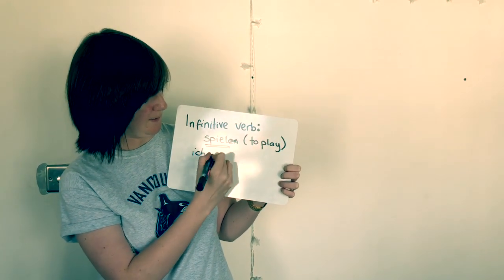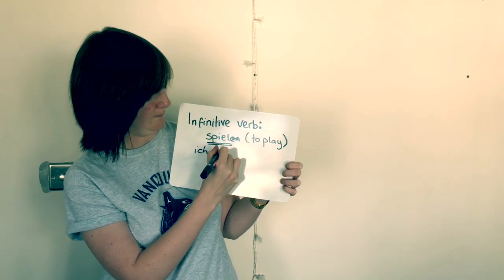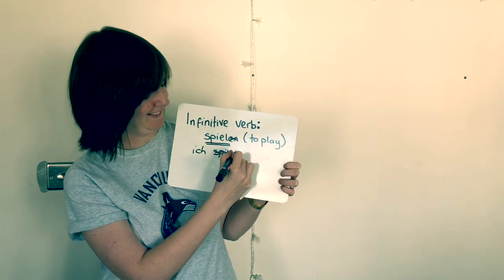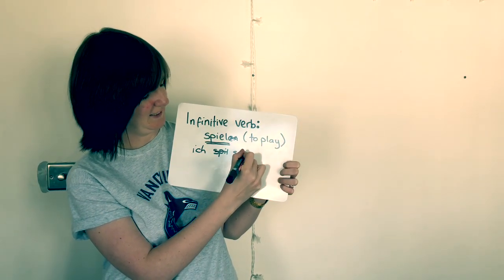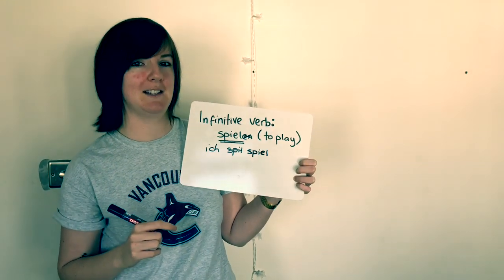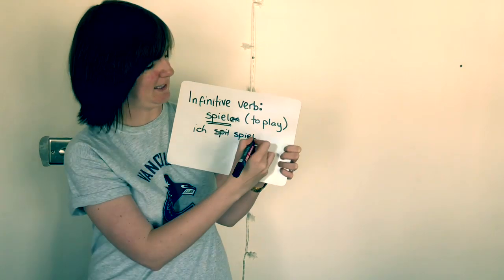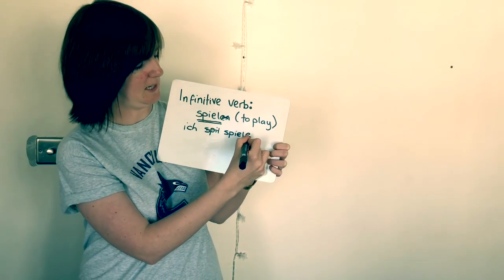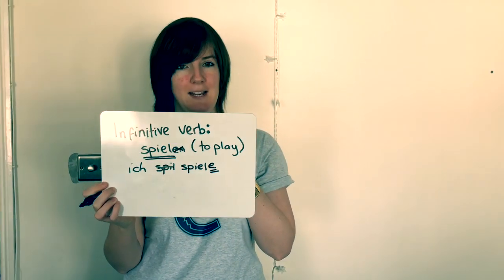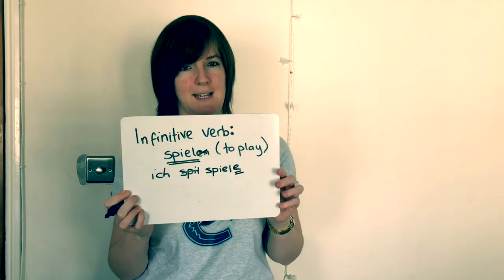We're going to add our stem, spiel. And in the first person form, we're going to add the ending, which in this case is e. Ich spiele. That means I play, and also I am playing.